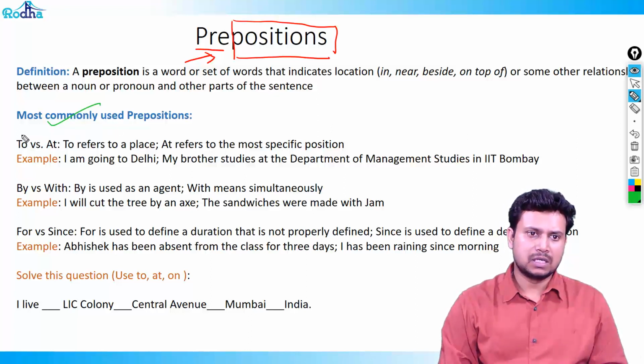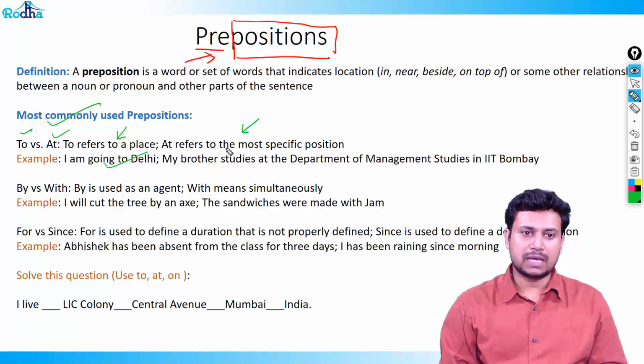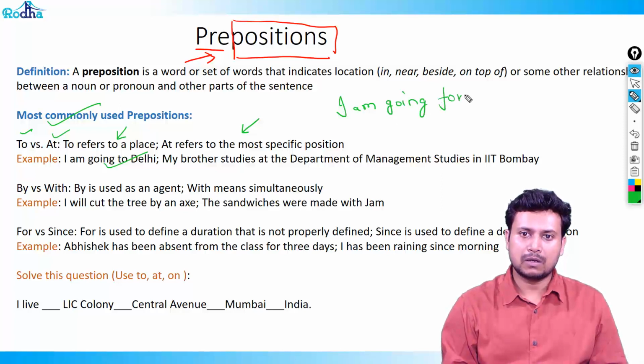The first is the preposition to and the preposition at. To refers to a place, at refers to a most specific position. I am going to Delhi. But let's say you're going to a movie. Will you say I'm going to a movie? No, you will say I'm going for a movie, because for refers to a purpose. I am going for a movie and not to a movie. So for will be correct, it will not be to. So to will be wrong.